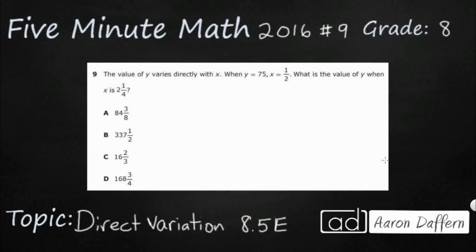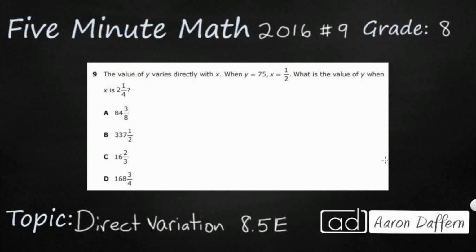Today we are looking at the 8th grade concept of direct variation. This is standard 8.5E in the great state of Texas, and we are using item number 9 off the 2016 released STAAR test. If you have not done so already, please go ahead and take a moment to pause the video, work this problem out on your own, unpause it, and we will look at our answers together.